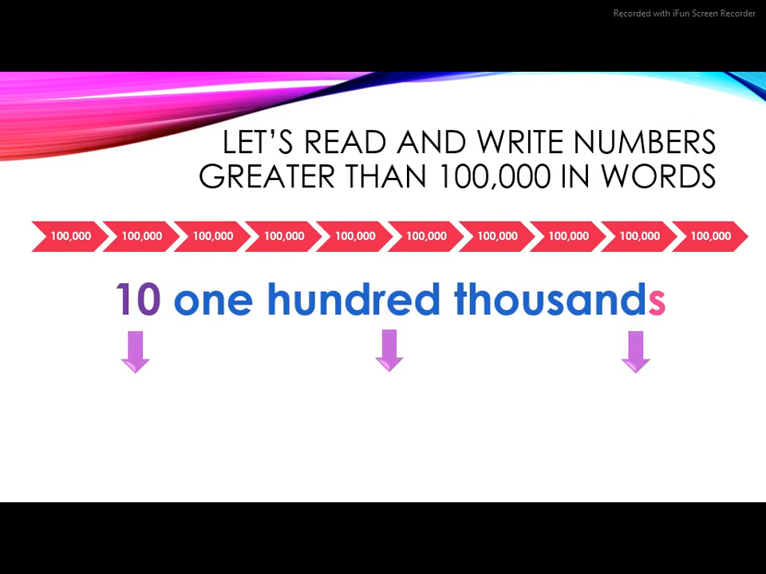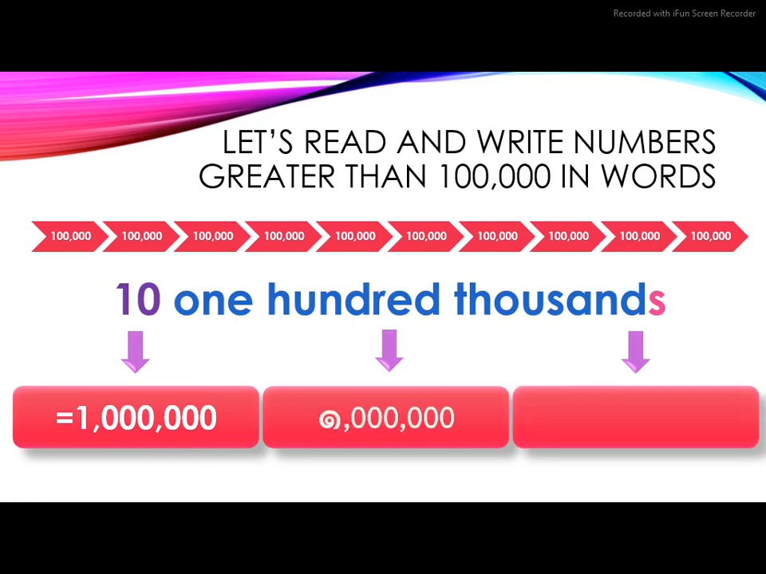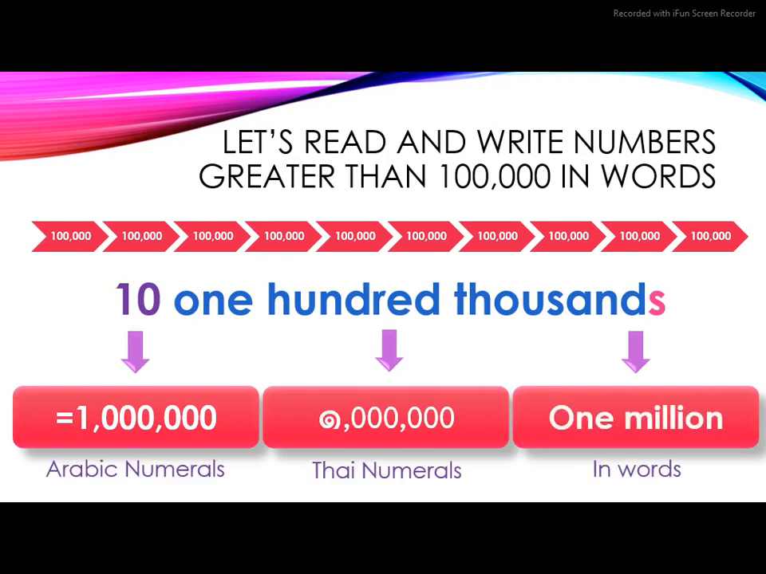Notice that we have 5 zeros for 100,000 and we add 1 zero for 1 million. Therefore, 1 million has 6 zeros. Now this is how we write 1 million in Arabic numerals, Thai numerals, and in words.